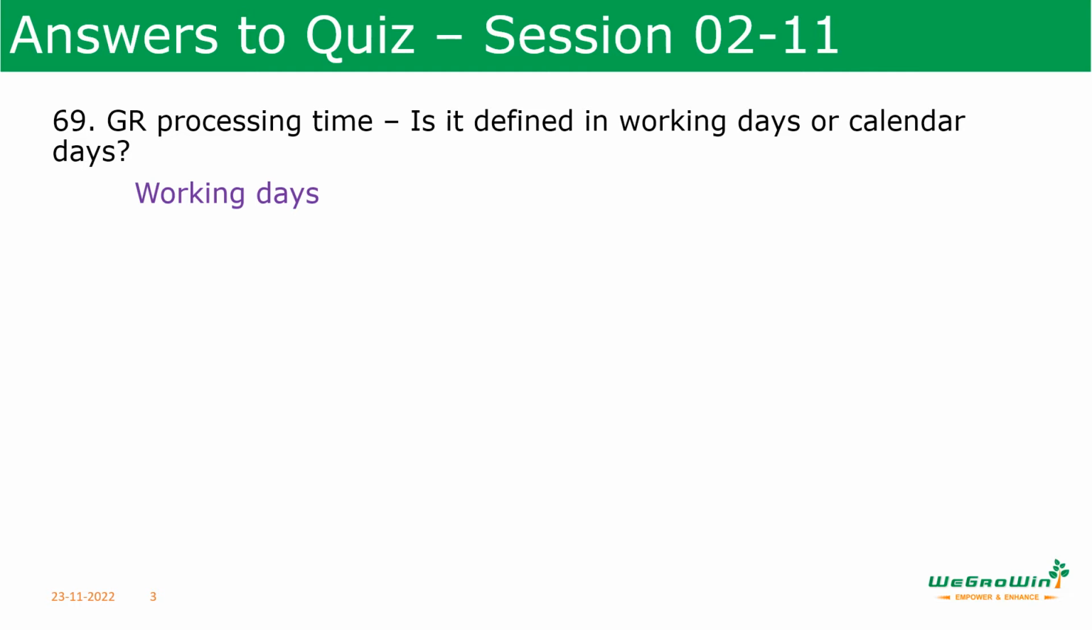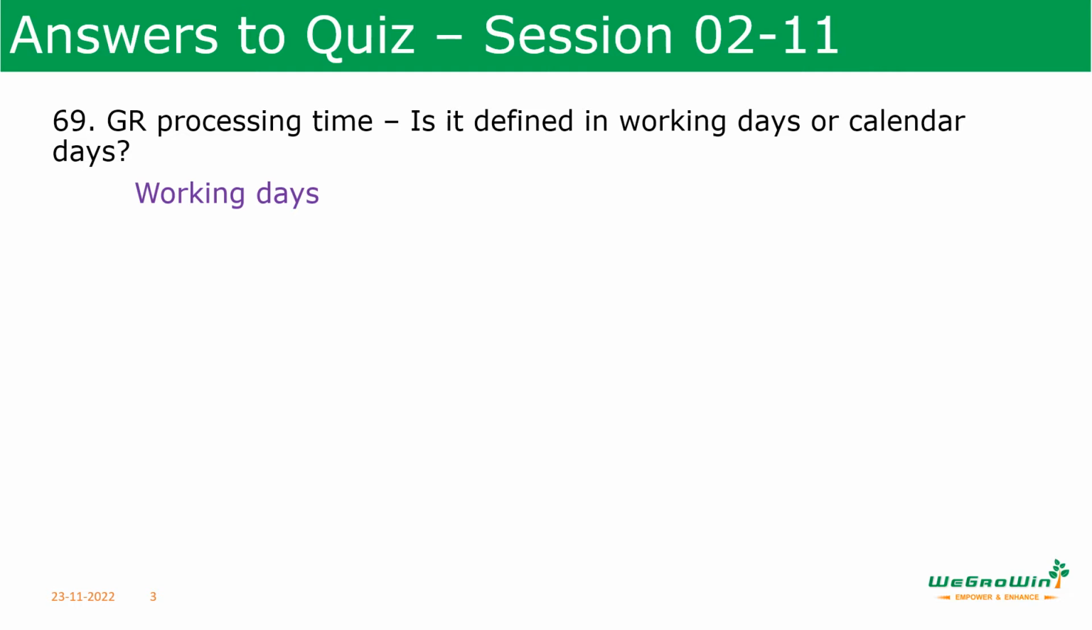GR processing time, is it defined in working days or calendar days? GR processing time is defined in working days. So we need to understand the difference between working days and calendar days. Working days do not take into account the holidays which are defined in the factory calendar. For example, there are 7 days in a week. So all the 7 days will be considered for calendar days. If Sunday is defined as holiday, then only 6 days will be considered for working days.